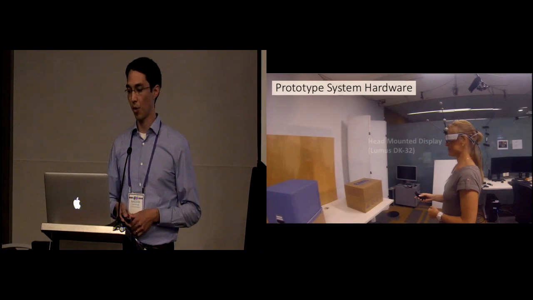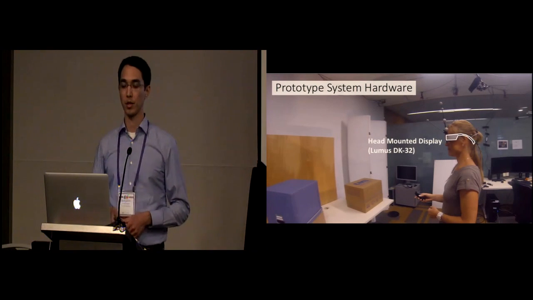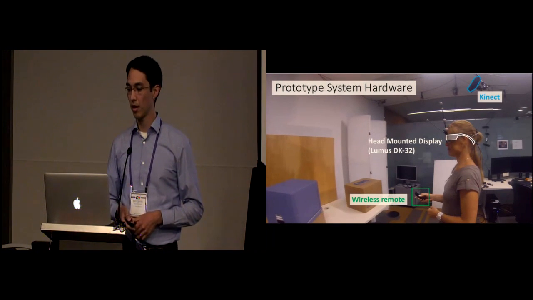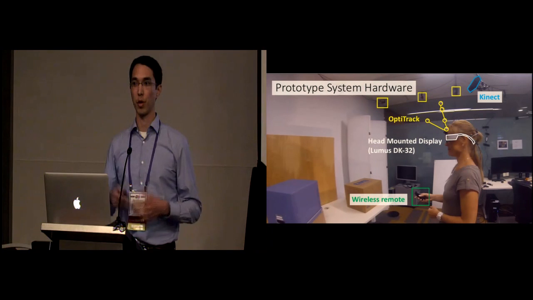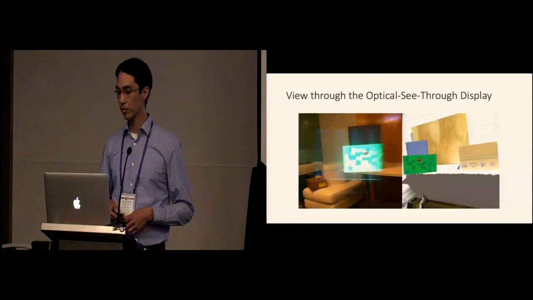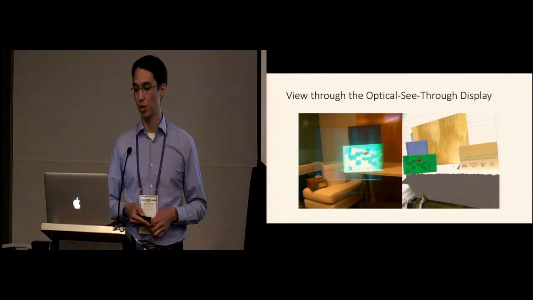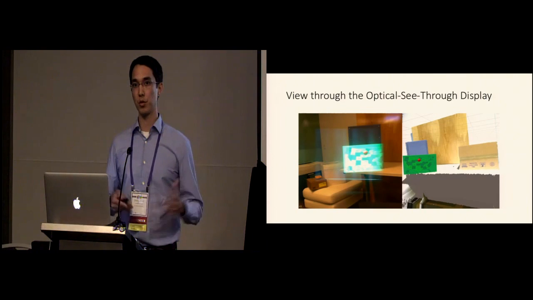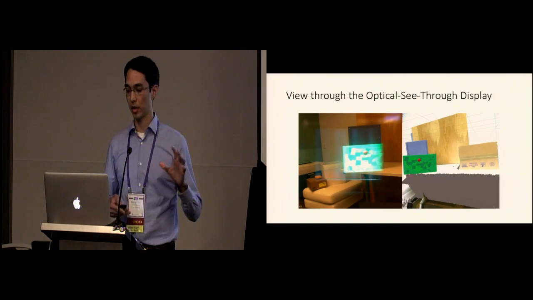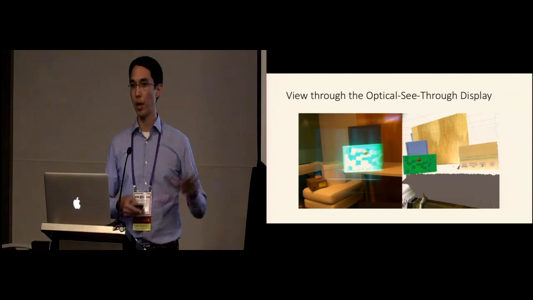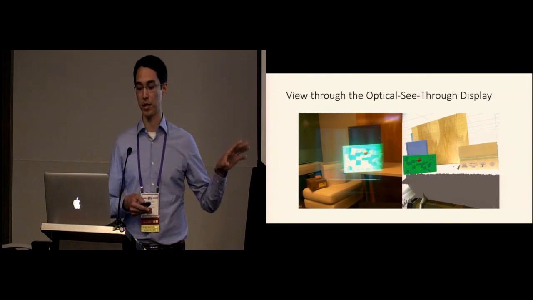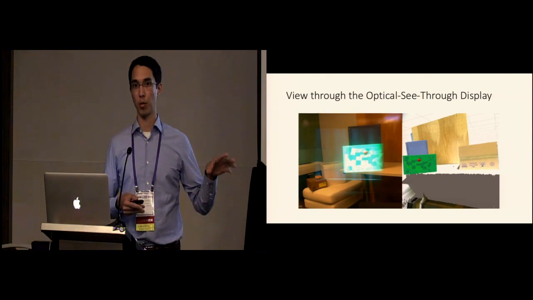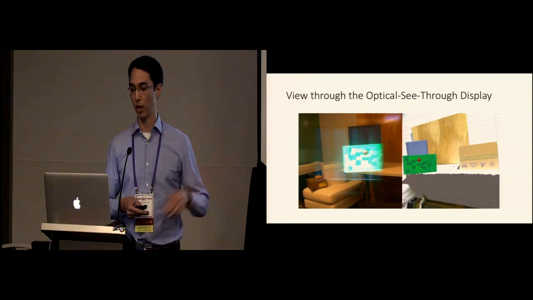So our prototype system hardware is composed of a Loomis optical see-through head-mounted display, wireless remote for interaction, a Kinect camera mounted above the user, and an OptiTrack system for tracking the user. But we imagine that this would be implemented on a fully contained wearable device such as HoloLens in the future. This is the view on the left here through the optical see-through display. And note, due to the HDR nature of the capture system that we use to capture through this display, we're mainly going to be showing images like that on the right side for the rest of this talk. And again, those images on the right side are a live capturing of the world from a Kinect camera that is overlaid with virtual content.